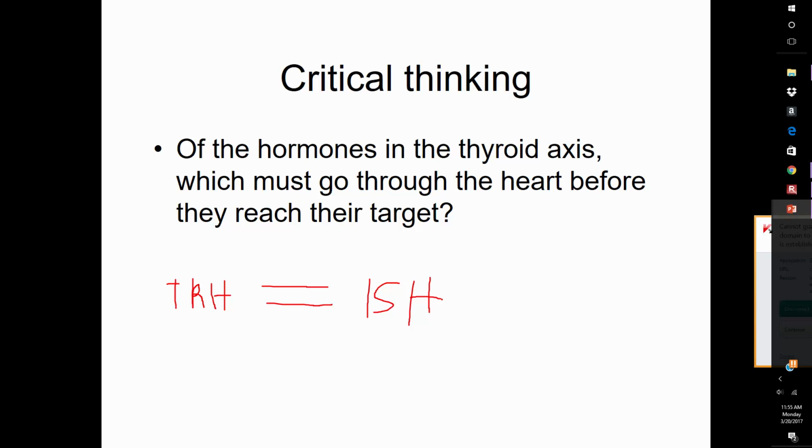TSH goes into the circulation, goes through the heart, then goes to the thyroid gland, and we get thyroid hormone, which of course is T3 and T4. That goes into the venous blood, has to go to its heart, and then there are receptors for thyroid hormone all over the body. So TSH and thyroid hormone, T3 and T4, need to go through the heart to get to their targets. But TRH goes straight to its target without going through the heart. That's because it has a portal system.